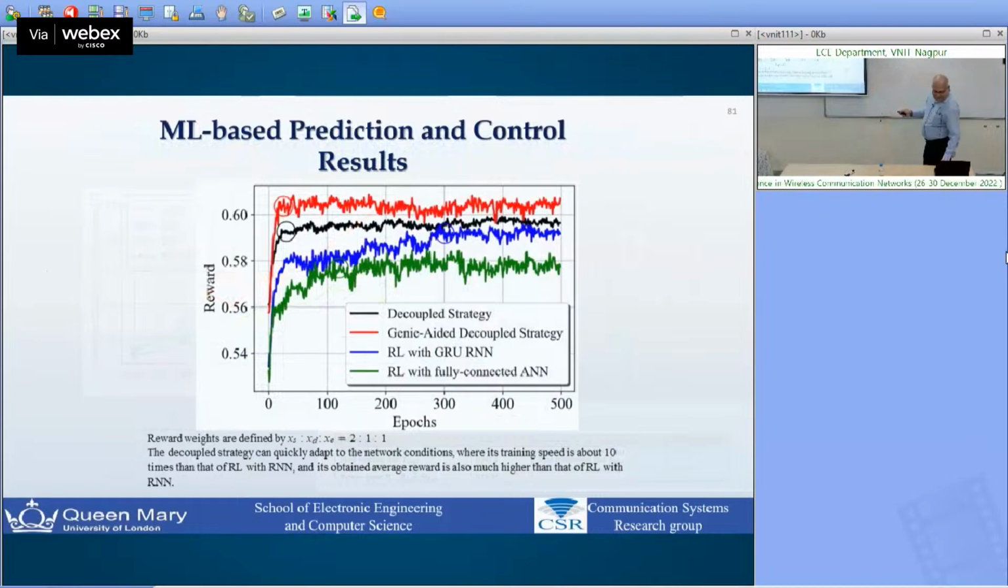So here, the sum throughput, that means for all devices, the sum throughput or sum data rate.